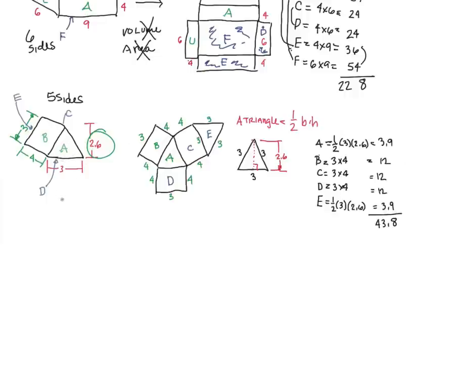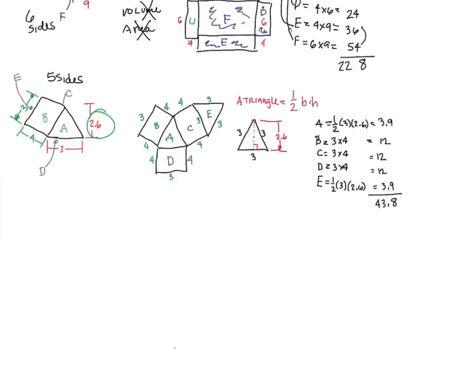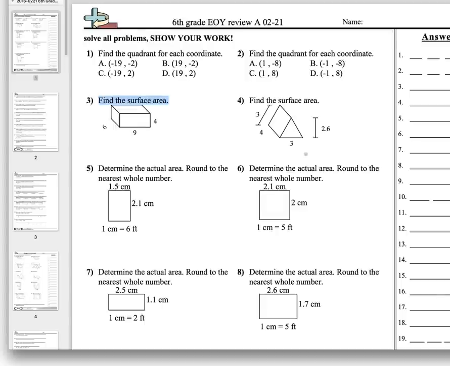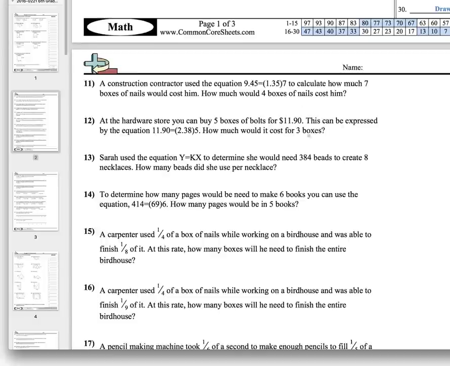We're going to move on to the other one, but I wanted to make sure you at least got this. So, let's move on to the next part, which is word problems. We're going to look at problem 11 here. Problem 11 says a construction contractor used the equation 945 equals 1.35 times 7 to calculate how much 7 boxes of nails would cost him. How much would 4 boxes of nails cost him?